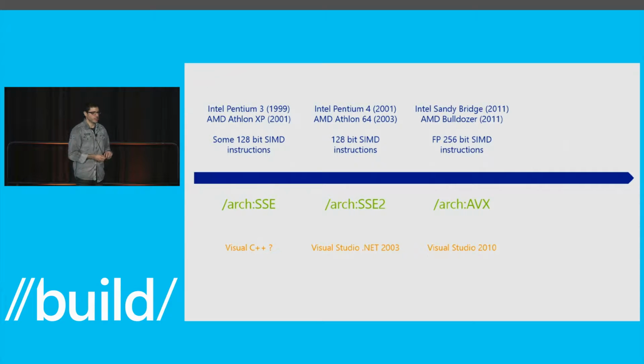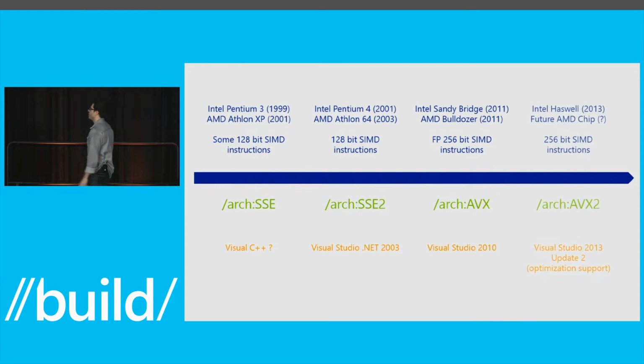Fast forwarding a little bit, we've got the AVX instructions. That's Intel Sandy Bridge that came out a few years ago, as well as Bulldozer. And this gave us some 256-bit instructions. And the /arch:AVX switch gave optimization support for that in 2010.